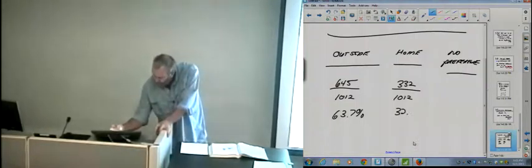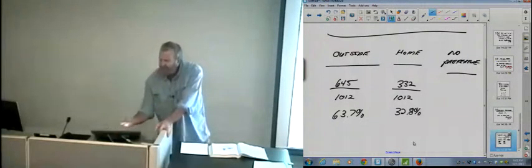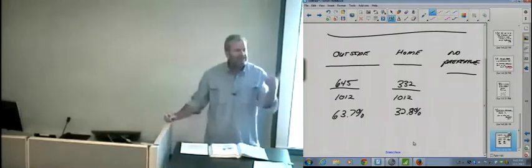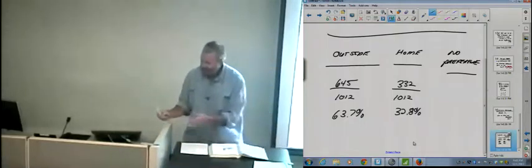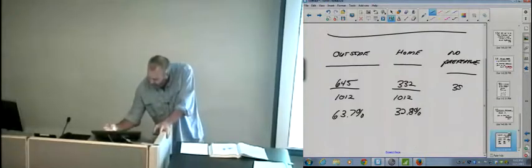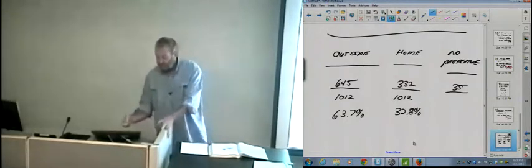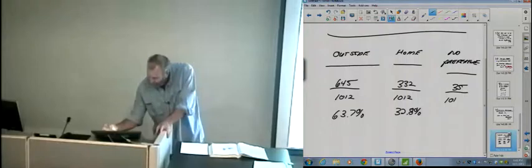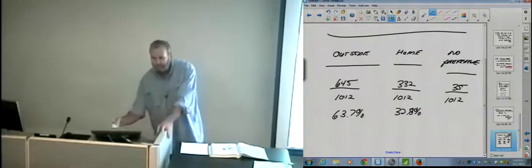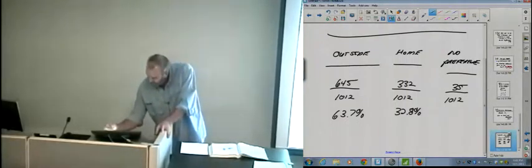32.8. And then finally, the ones that said no preference, that's the third column. There's 35 that said that. Out of the still 1,012. And give me a percentage. That's a small one, right? What was it? 3.5%.